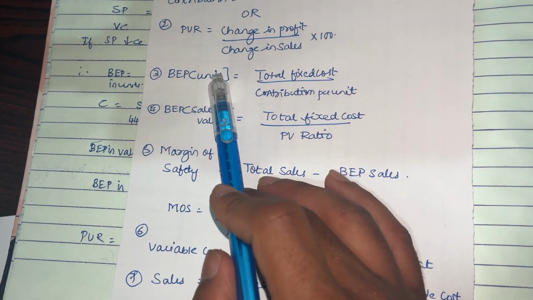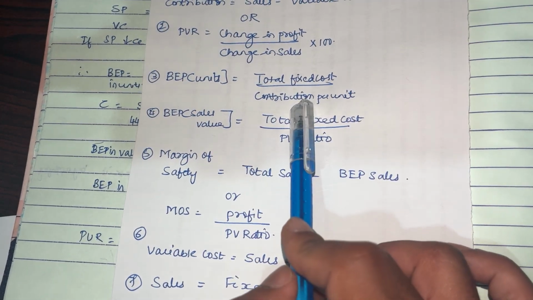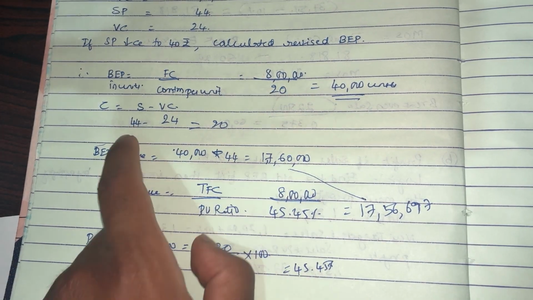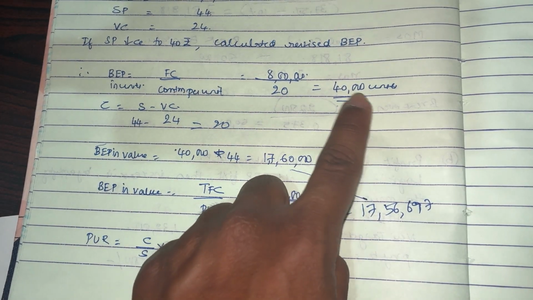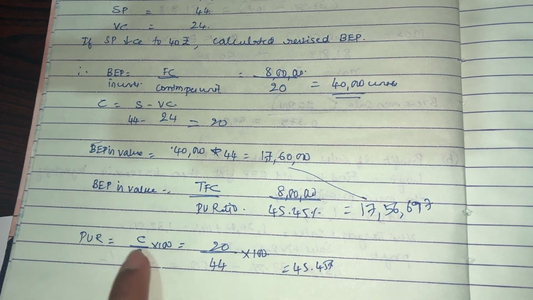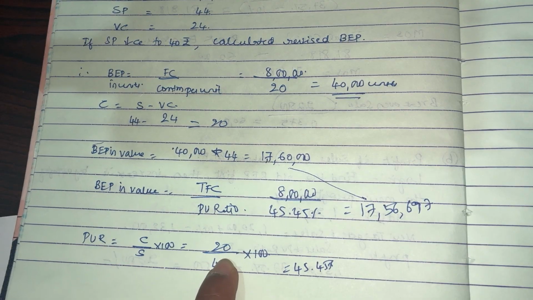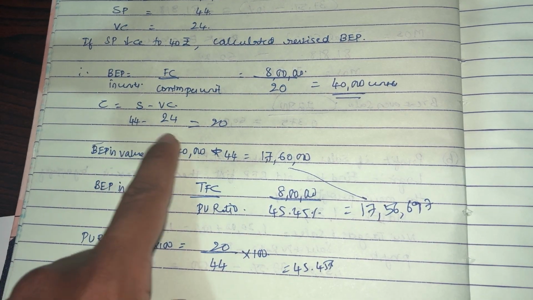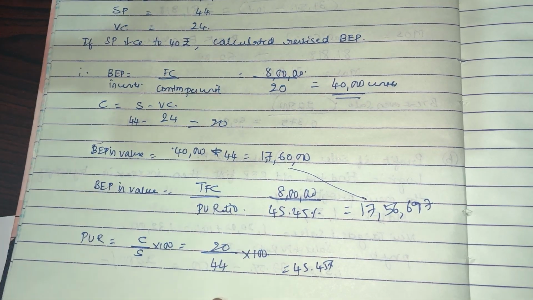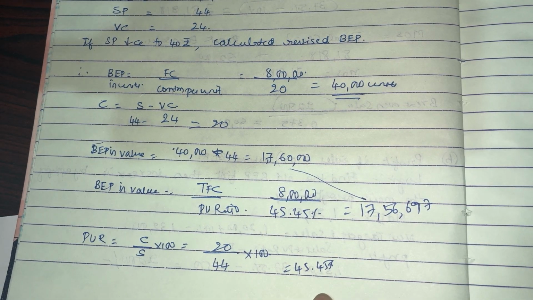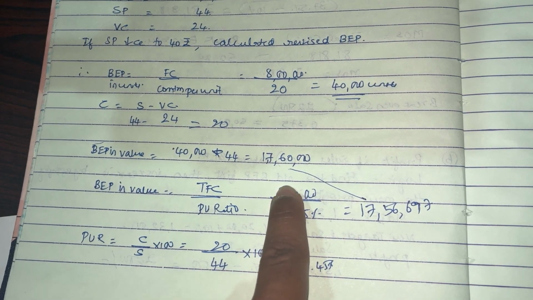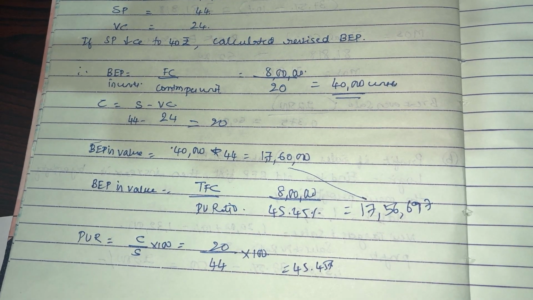So BEP in units is total fixed cost divided by contribution per unit. So this is what we have done. Total fixed cost is 8 lakh divided by contribution 44 minus 24, 20 rupees. We got units. If you want to get value, total fixed cost should be divided by PV ratio. First calculate PV ratio, contribution by sales into 100. Contribution is equal to sales minus variable cost. 44 minus 24 is 20 rupees. Then selling price is already given as 44 rupees into 100, 45.45%. Now we got PV ratio. Substitute the value of PV ratio and divide 8 lakh by it, you will get 17 lakh 56,000.